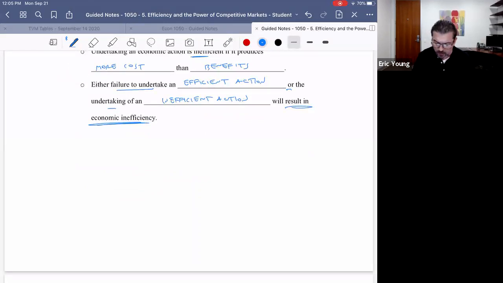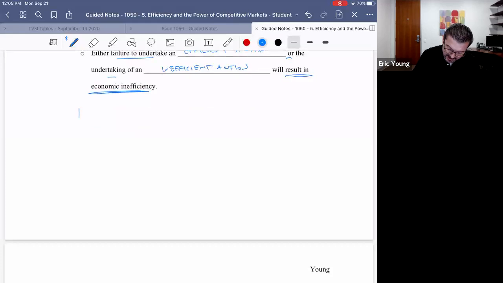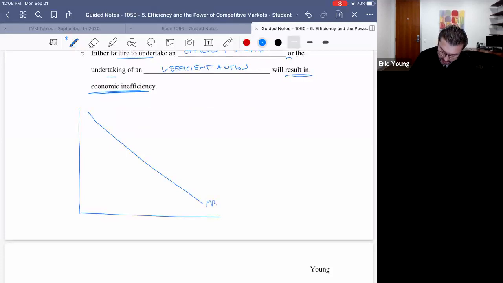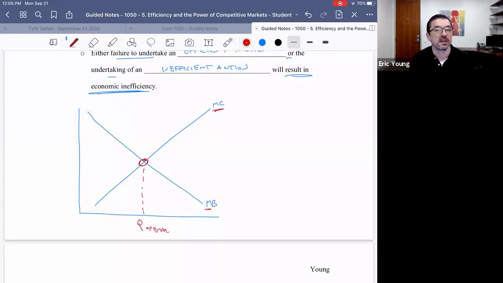We can actually show that in a real simple graph. If we take our old marginal cost and marginal benefit graph, we've learned that over time, the marginal benefits of an action fall, while over time, the marginal cost of an action increases. And the point right here, where the marginal costs equal the marginal benefits, if you drop a line down, this we would call the optimal output level.